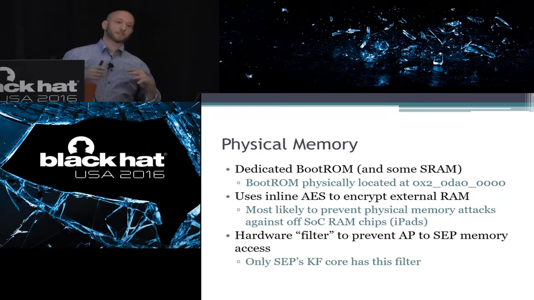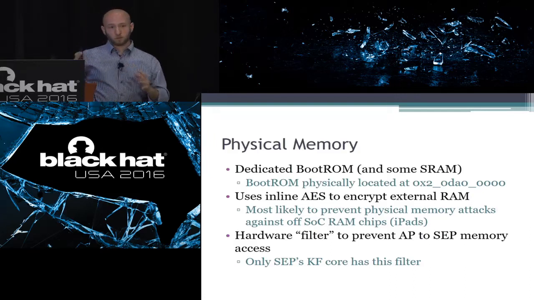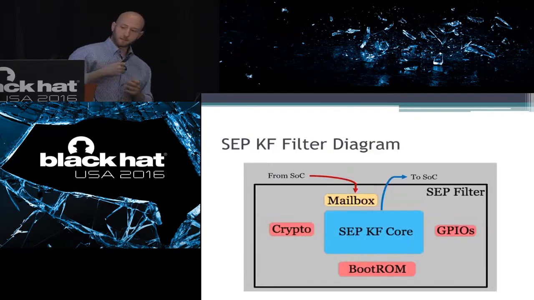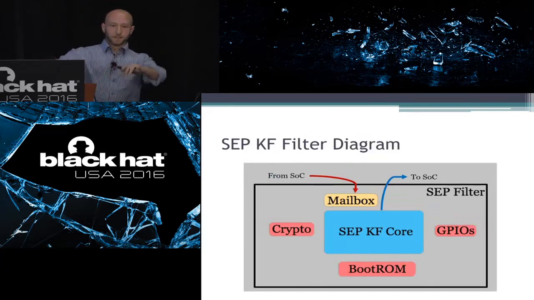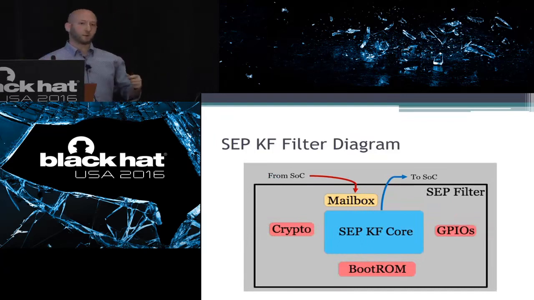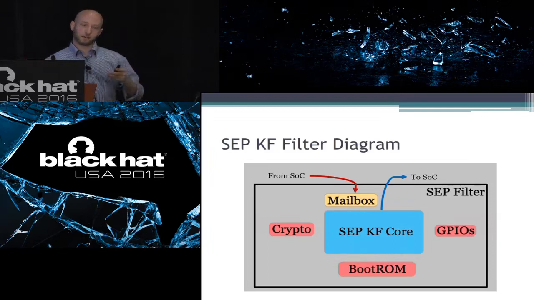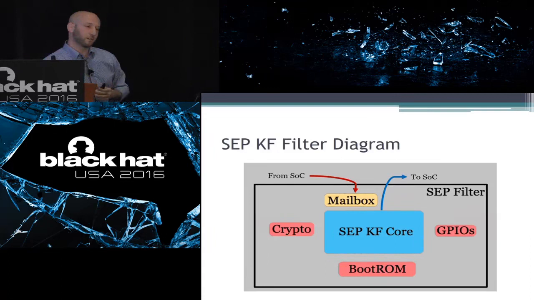And finally, it has a filter around the SEP core that protects it from standard attacks from the AP. Only SEP has this; the other Kingfisher cores on the device do not. So let's talk a little bit about this filter. Effectively, you have a wrapper around all of the important bits. Inside of it is the core, the GPIOs run into this, then it has the mailbox and a few other things.